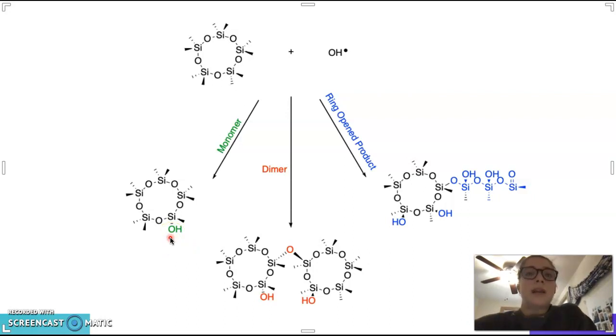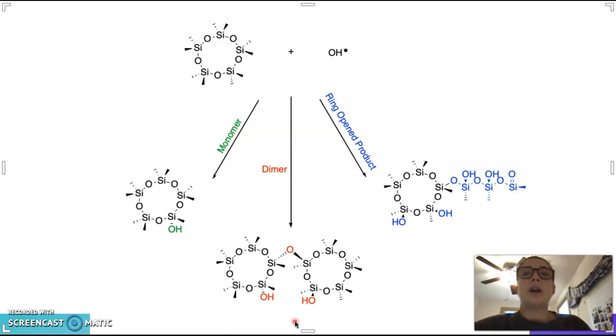Another product made from D5 oxidation is a dimer product, which was created through dimerization. We learned a little bit about this concept in physical chemistry. These have 2 siloxane rings, and the same functionalization happens here that happened in the monomer product.